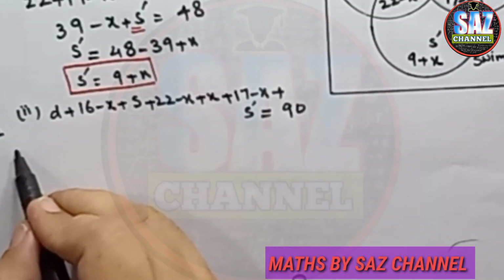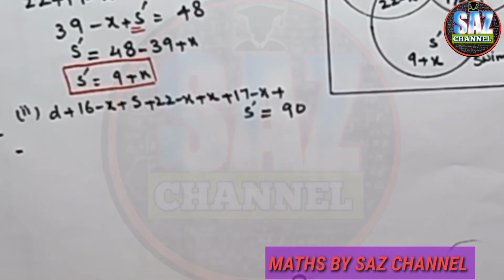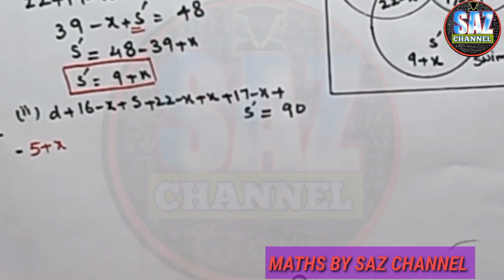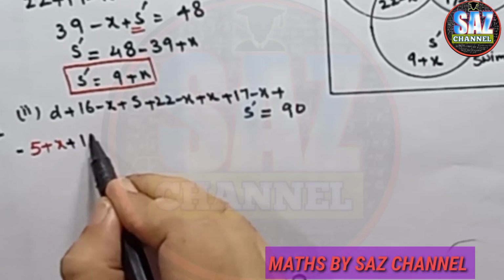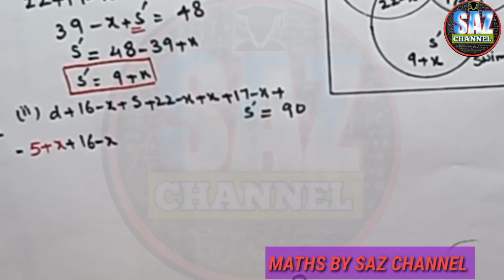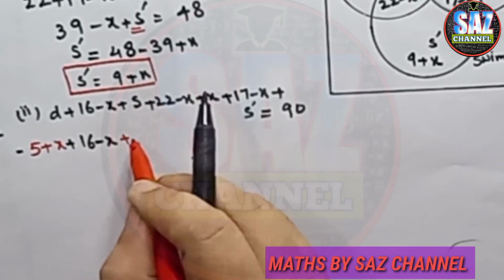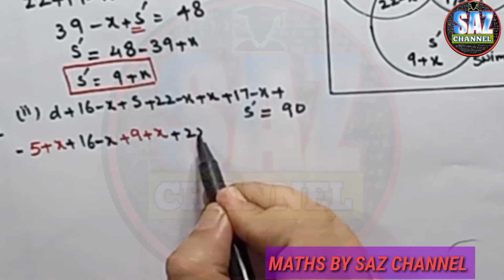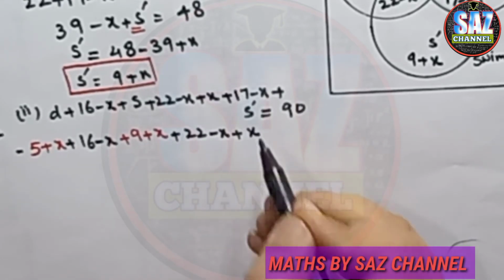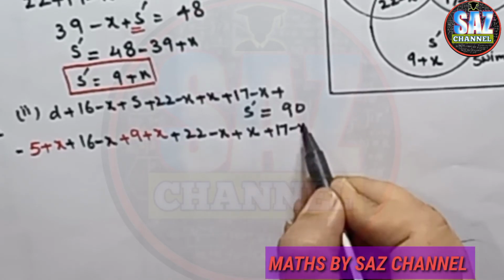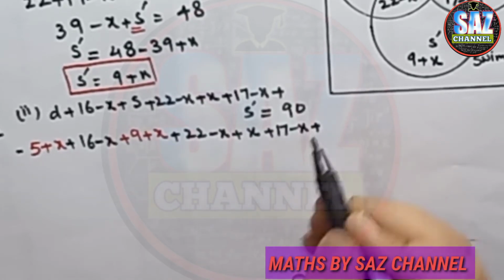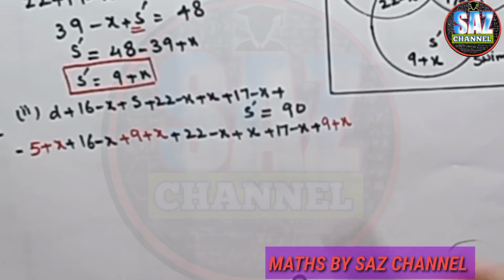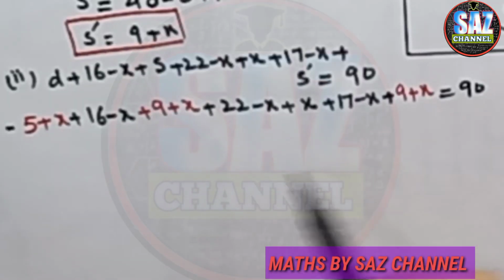Now d has the value 5 plus x. D has the value 5 plus x, plus 16 minus x. S has the value 9 plus x, plus 22 minus x plus 17 minus x, and s dash has the value 9 plus x again, equal to 90. Now solve this equation carefully.